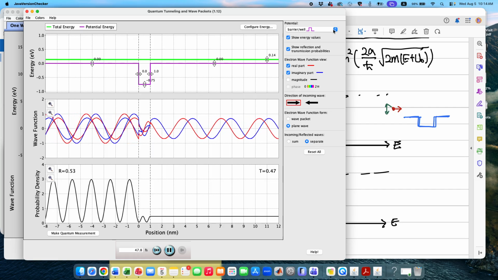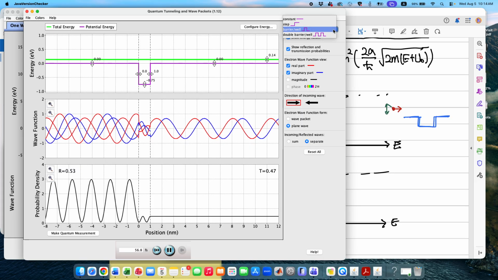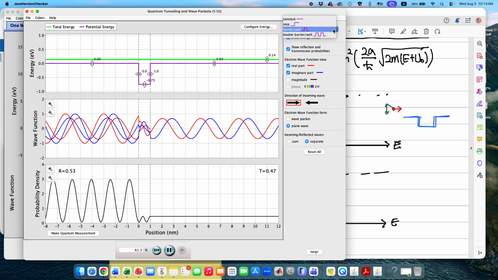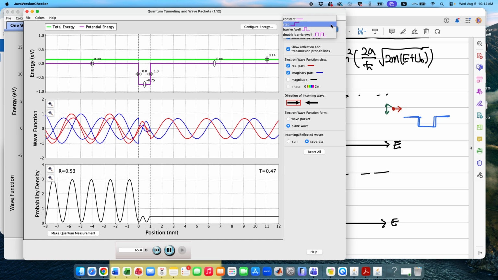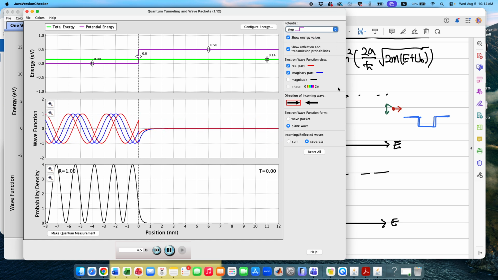I also want to show you other cases. For example, this one has a various kind of potential description. Let's look at this step function. Even for this step function, you can work on the Schrödinger equation and get an exact analytical solution, but that is beyond our course scope. So I'm just going to discuss this potential with the simulation result.